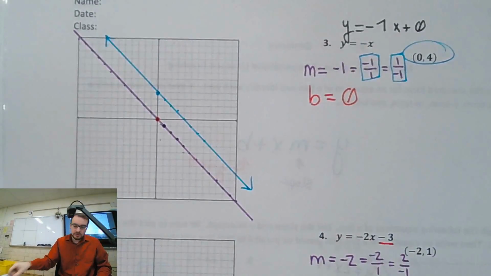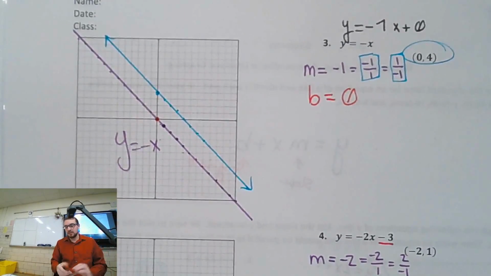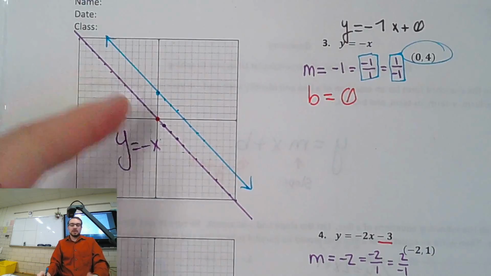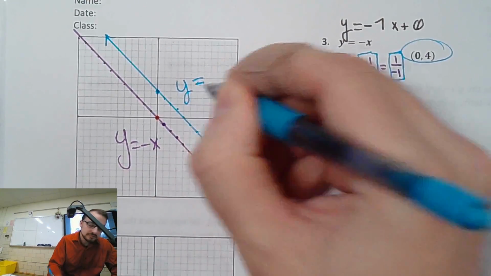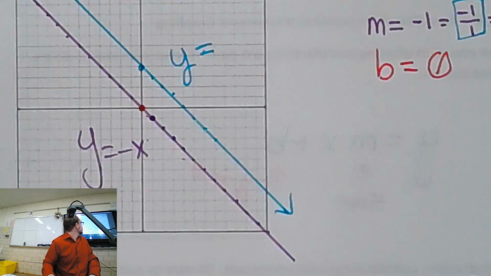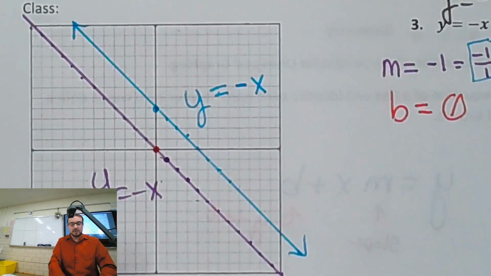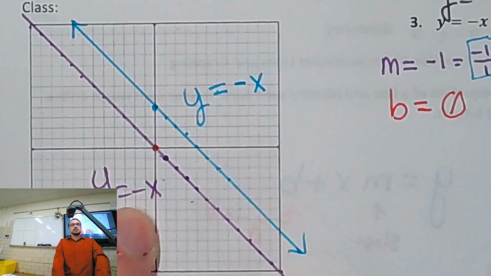And they're parallel. So the purple line was our y equals negative x, right? And the blue line is our parallel line. Fun question. What would be the equation of the blue line? Y equals what? It'd be another negative x. But it's got to be different somehow, because these are the same equation, which means they should be the same line, and they're not. They're different locations.